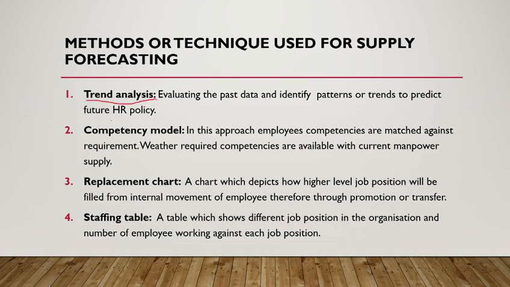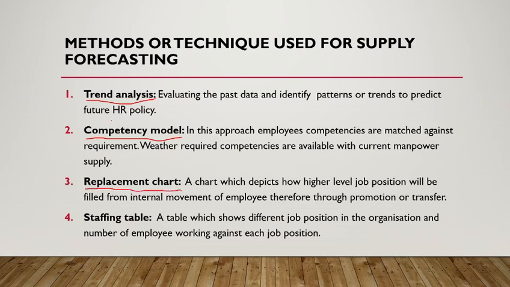First is trend analysis. Evaluating past data and indicators or trends to predict the future HR supply. Trend analysis includes evaluating the past data. On that basis, they will know the trends. On that basis, they will evaluate the HR supply. Next is competency model. In the competency model, employee competencies are matched against the requirement, to see whether the required competencies are available with the current manpower supply. If they match the requirement, they will promote the employee in the organization.